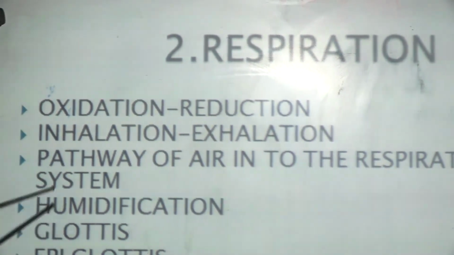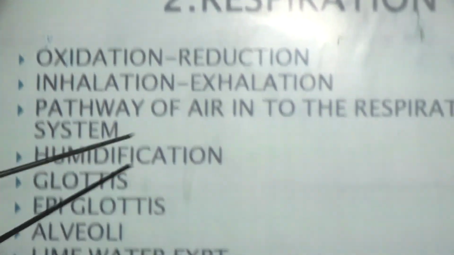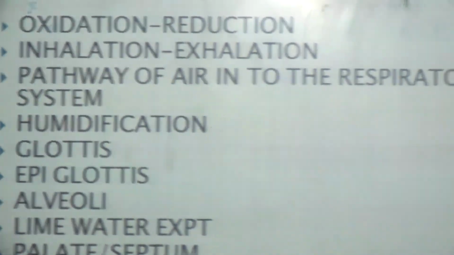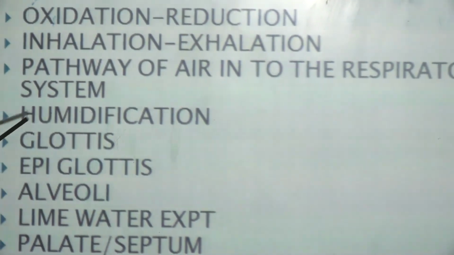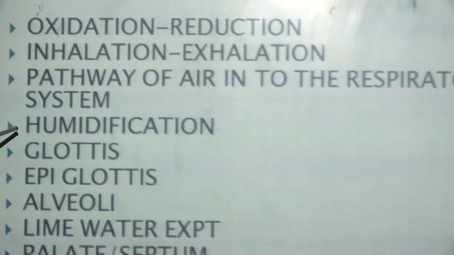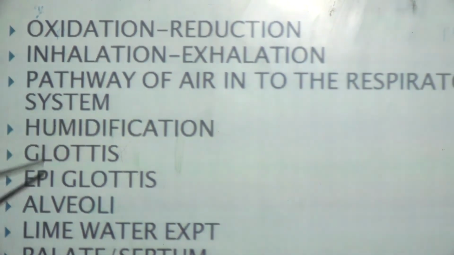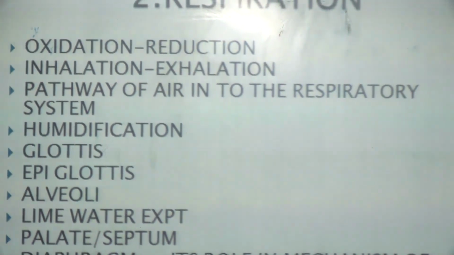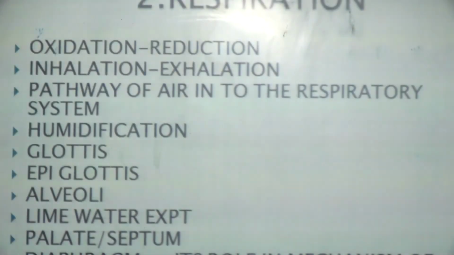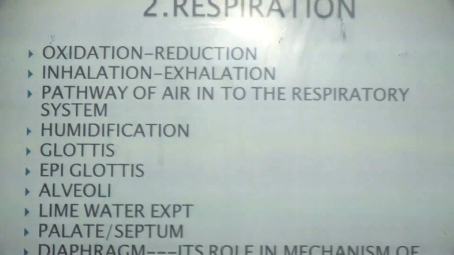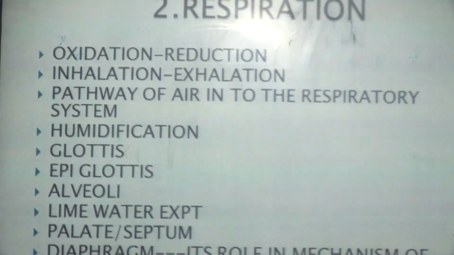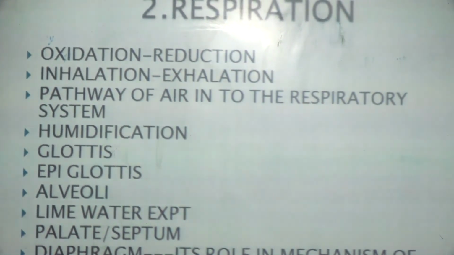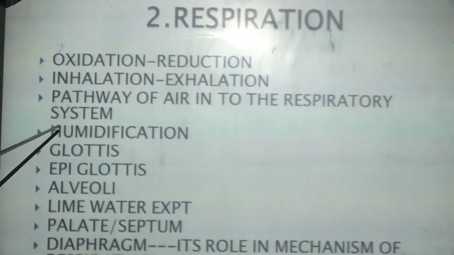Then what is the path of air in the respiratory system? Then what is humidification? It is a process by which the air entering the respiratory tract is humidified. Outside air may be at a higher temperature, and the temperature is brought down by means of mucus present in the nasal cavity. This is for 1 mark.